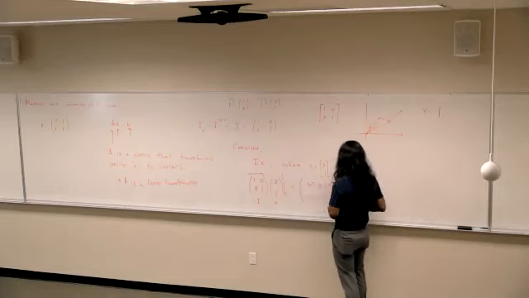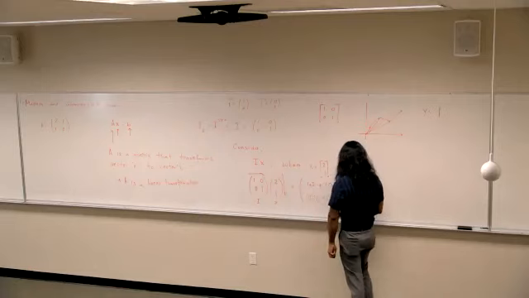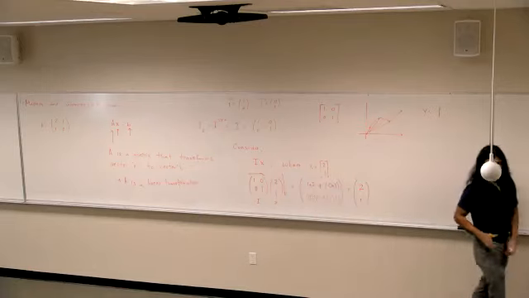Okay, 1 times 2 is 2. 0 times 1, 0. 2 plus 0, 2. And 1. Good.